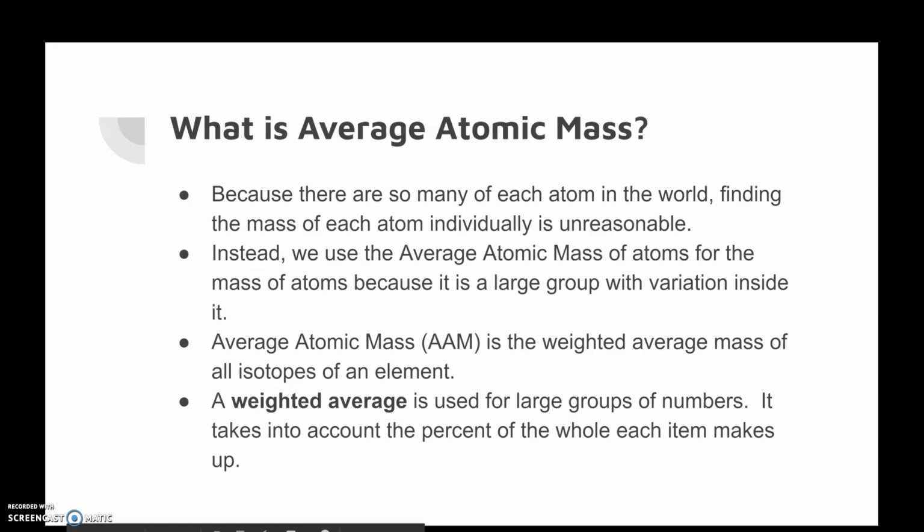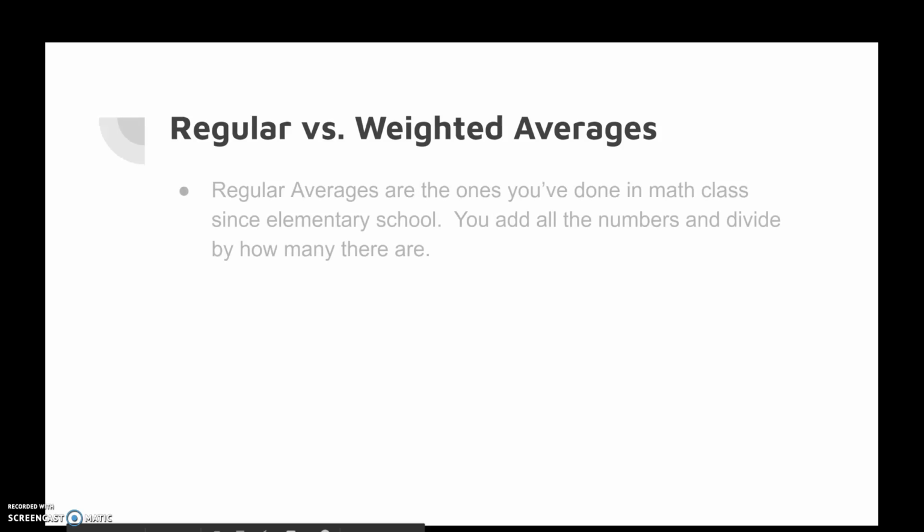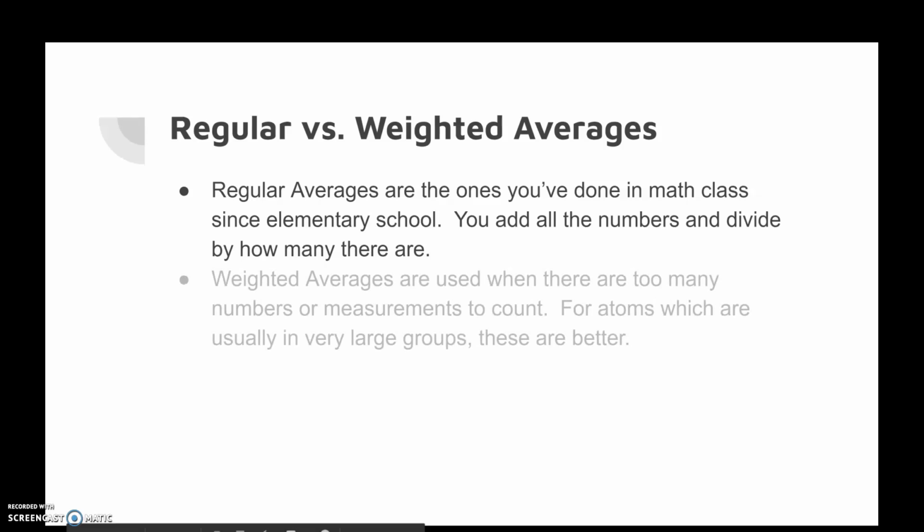A weighted average is used for large groups of numbers. It takes into account the percent of the whole each item makes up. Regular averages are the ones you've done in math class since elementary school. You add all the numbers and then divide them by how many they are.